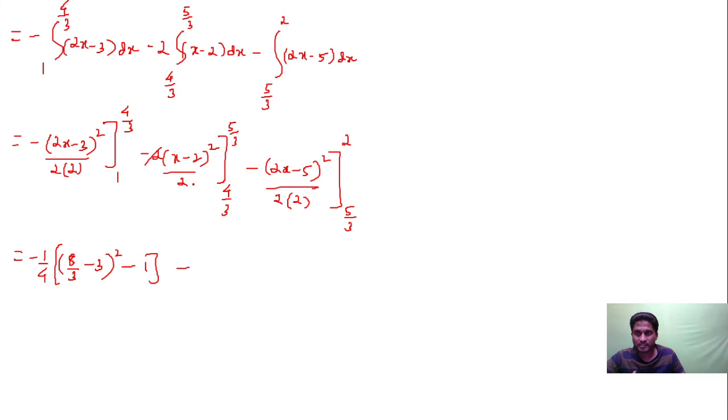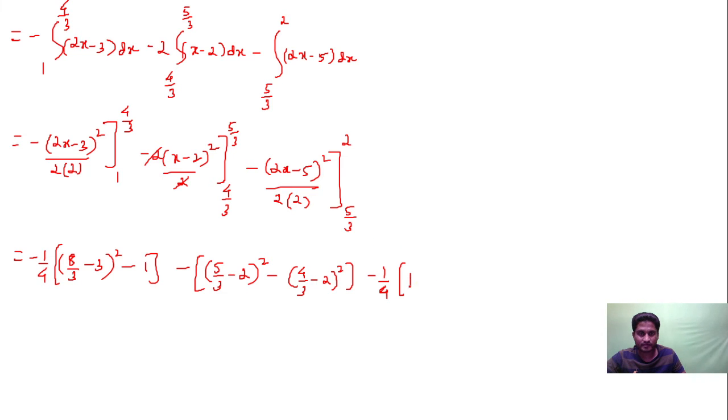And then 2 will cancel with 2. Upper limit is (5 by 3 minus 2) the whole square. Upper limit minus lower limit is (4 by 3 minus 2) the whole square. Minus 1 upon 4. Minus 1 by 4. Upper limit minus lower limit. So this is minus 4, minus 1 by 4.